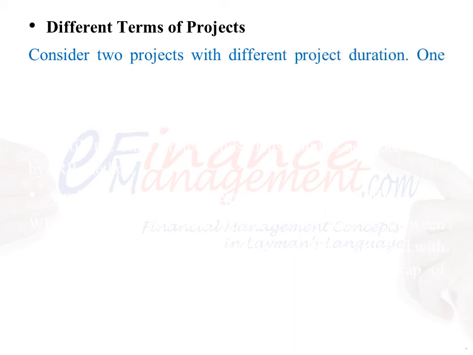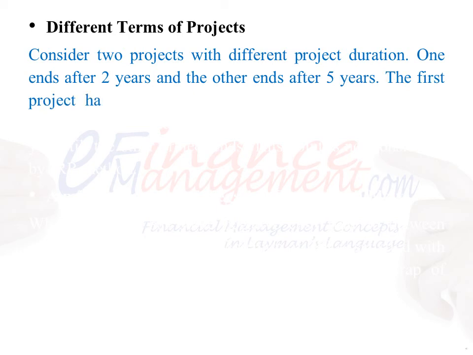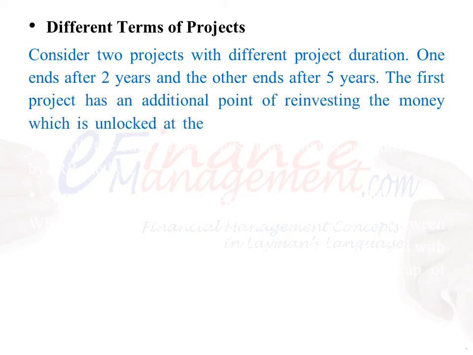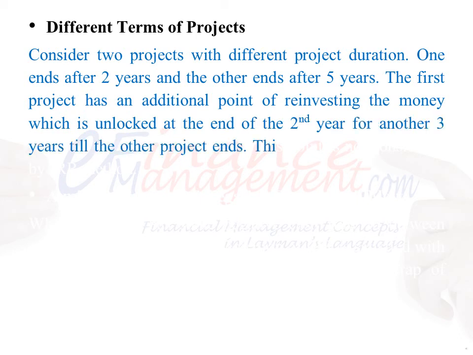Different terms of projects. Consider two projects with different project duration. One ends after 2 years and the other ends after 5 years. The first project has an additional point of reinvesting the money, which is unlocked at the end of the second year for another 3 years till the other project ends. This point is not considered by IRR method.